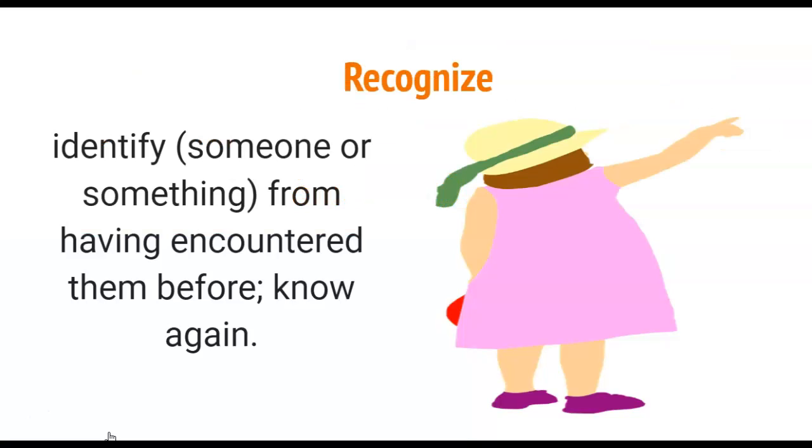So, to recognize something is to identify someone or something from having encountered them before, or to know it again. If you've seen it, you're better able to recognize it because you have encountered it before. For example, if you know what a simile or a metaphor is, you're able to recognize a simile because you have seen one before. You have created one before. So it's something easy for you to recognize or to identify. Please write this definition down in your journal.